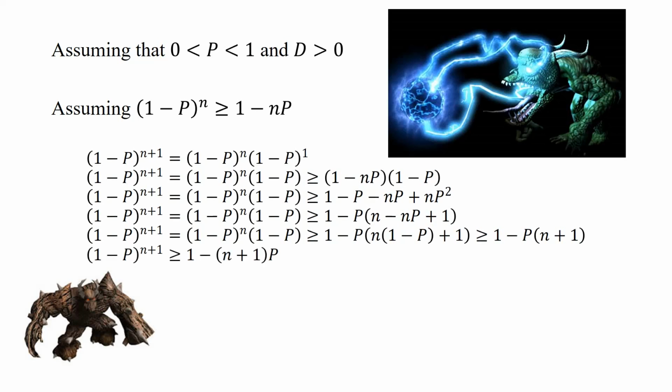Right, and thus we have that (1 minus p) to the n plus 1 is greater than or equal to, well, the order of the terms doesn't matter by commutativity of real numbers, right? So that's greater than or equal to 1 minus n plus 1 times p, which is what we wanted to show. So indeed, this is a floor for all np under the constraints of our assumed equation, right?